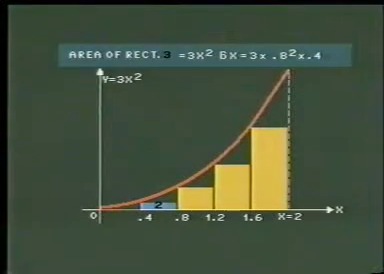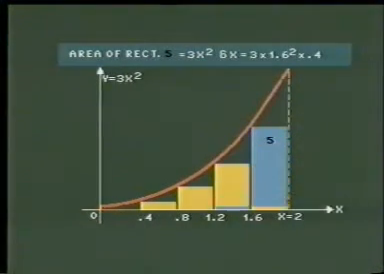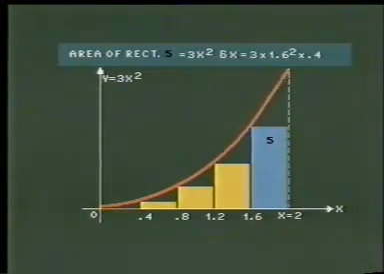Area of the third rectangle is equal to 3x square delta x, which is equal to 3 into 0.8 square into 0.4. Area of the fourth rectangle is equal to 3x square delta x, which is equal to 3 into 1.2 square into 0.4. And finally, area of the fifth rectangle is equal to 3x square delta x, which is equal to 3 into 1.6 square into 0.4.